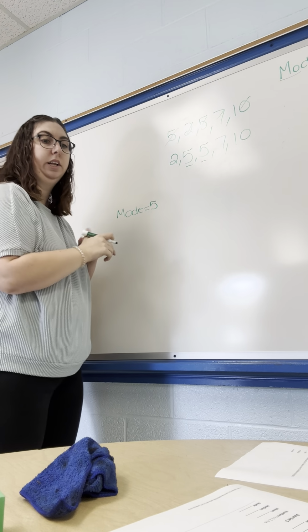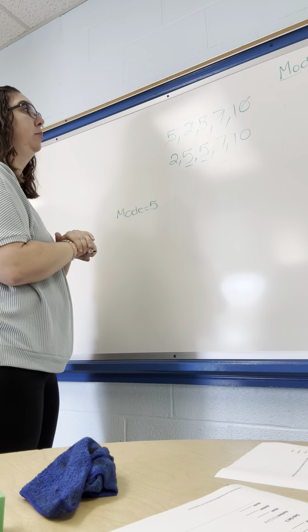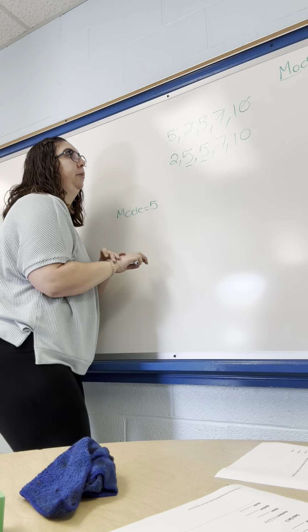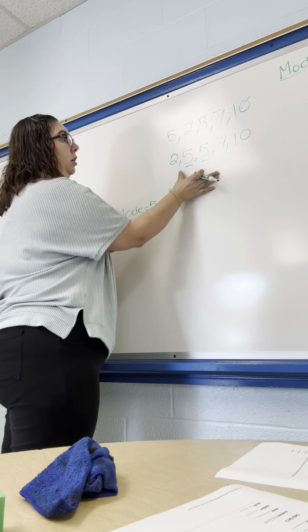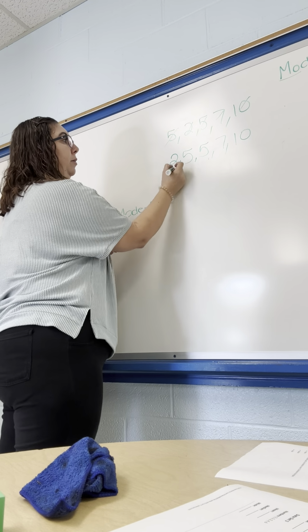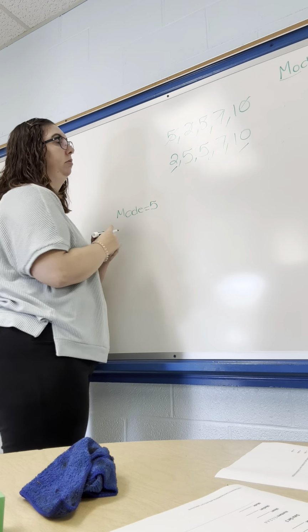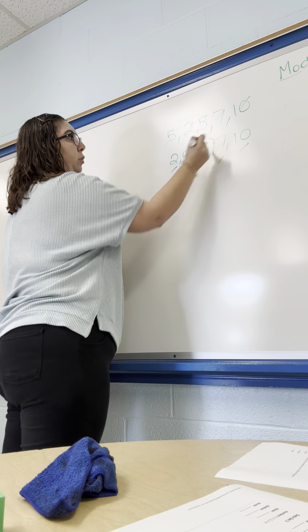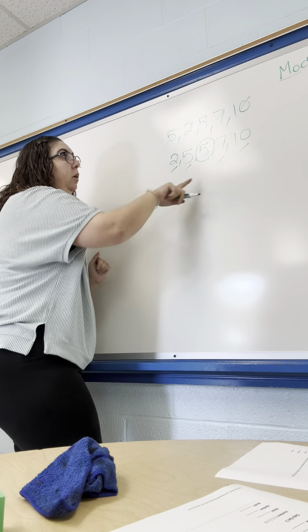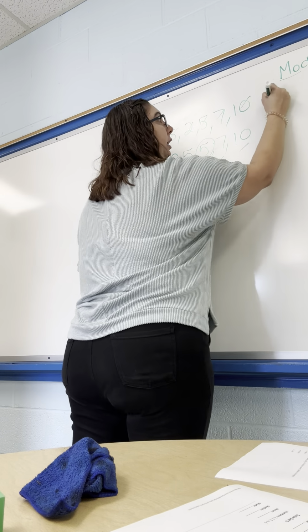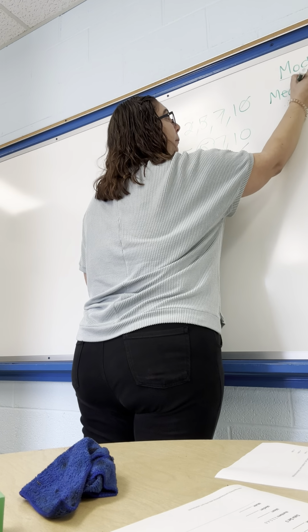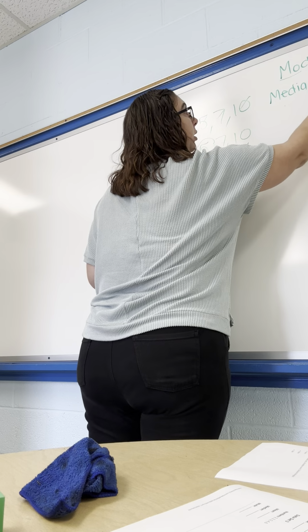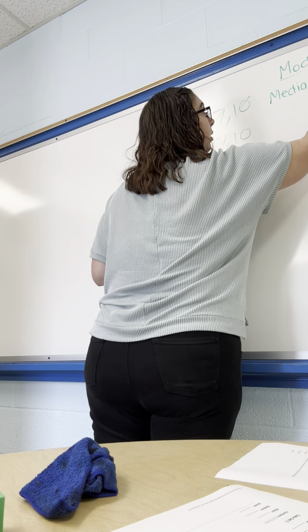So now we need to figure out what our middle number is. So what is our middle number? Well, we can mark off 2 and 10, and then we can mark off 5 and 7, and that leaves us with 5. So our middle number in math is called our median. So median equals middle.